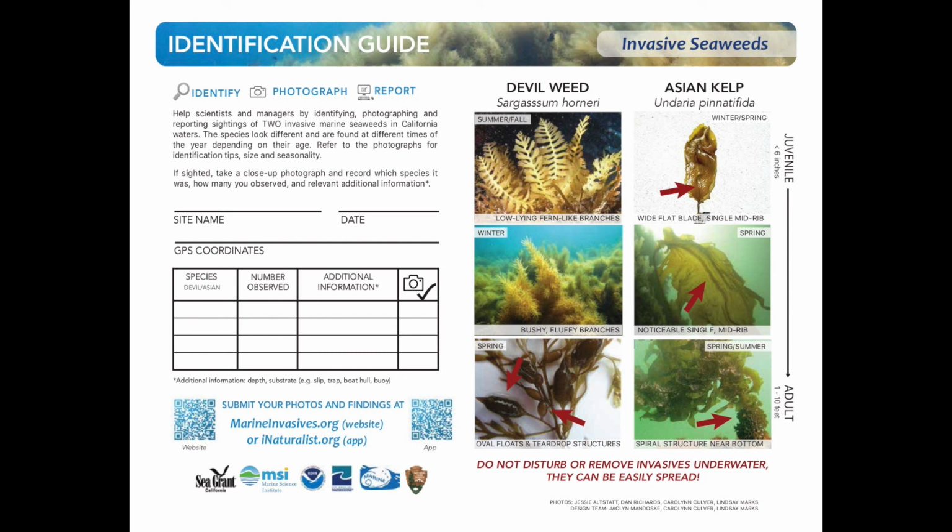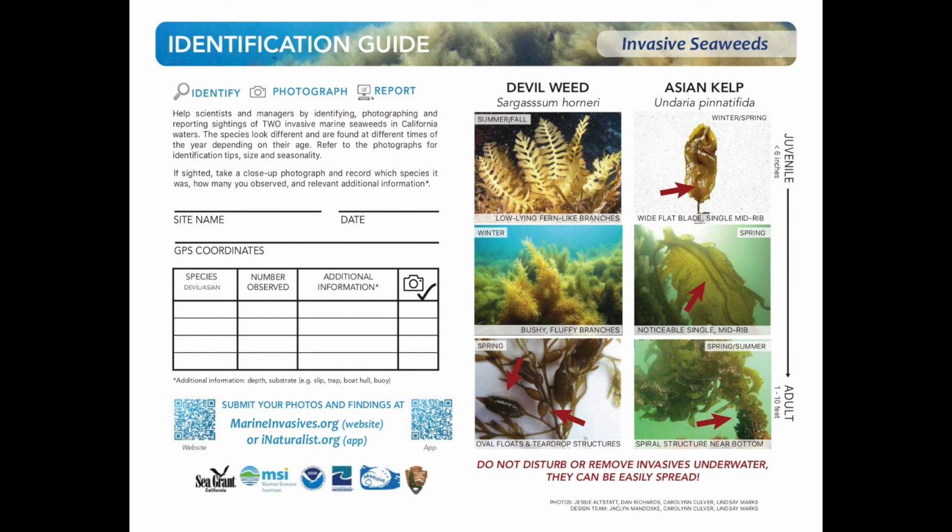Sargassum horneri is a large annual brown algae native to shallow reefs of Japan and Korea. It was first discovered in Long Beach Harbor in 2003. And since then, it's become highly invasive in rocky reef habitats, all the way down from the Channel Islands all the way down to Mexico. It's also known as the devilweed.